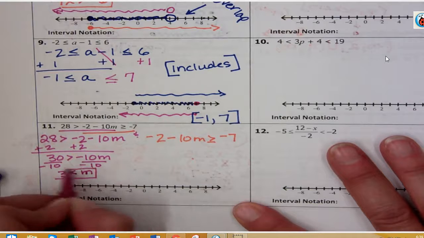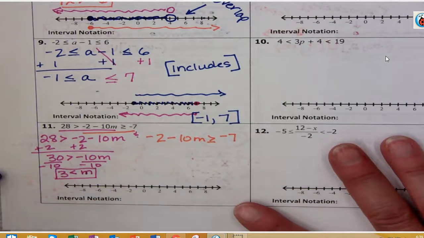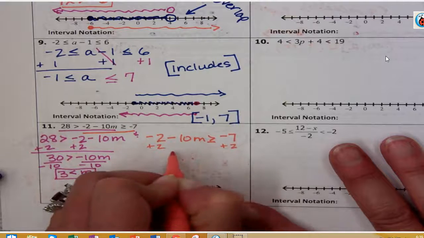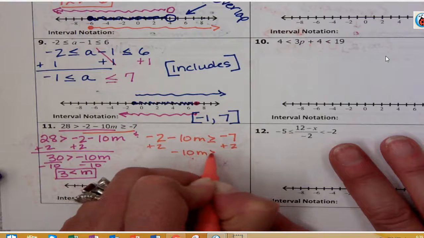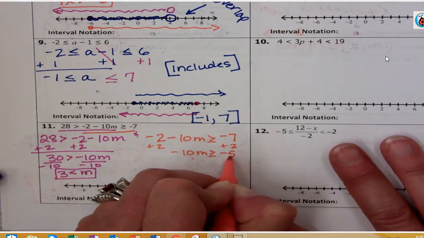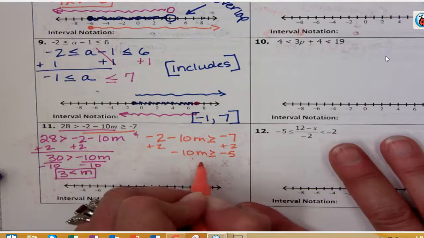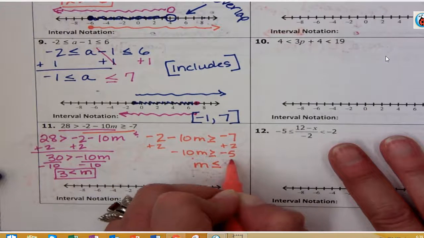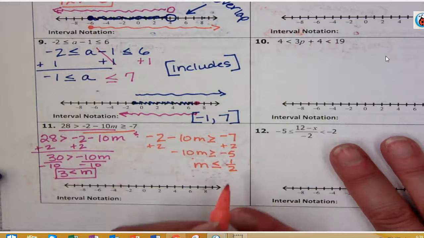Then here, you would do the same thing. Add 2 to both sides. Get -10m greater than or equal to -5. Then you're going to divide by -10. Flip your sign and get m less than or equal to 1/2.